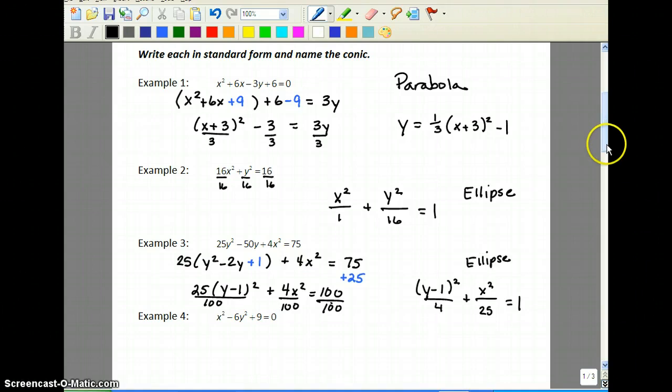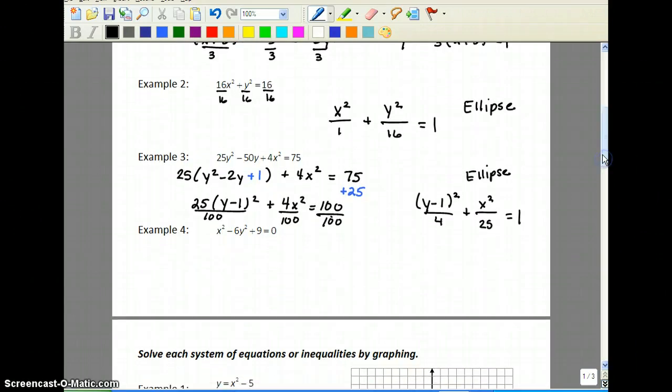And finally, example 4, you have both letters squared, and you notice that one of them is negative, so we know we probably have a hyperbola. We also should notice there's no middle term, so I shouldn't have to complete the square on either letter. So I'm going to move the 9 to the other side, so x squared minus 6y squared equals negative 9. There's a coefficient, so this needs to equal 1. So I'm going to divide everything by negative 9.